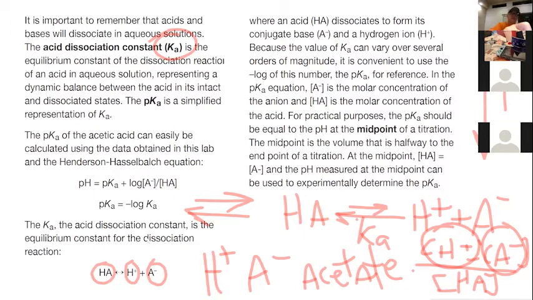We use pKa, which just stands for minus log Ka, because these numbers are really, really small, like 10 to the minus 5, 10 to the minus 7. So it's just easier to use the minus log. 10 to the minus 5, the minus log of that would be 5. 10 to the minus 7, the minus log of that would be 7.